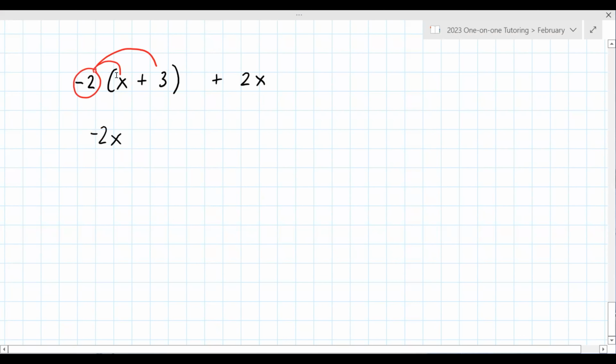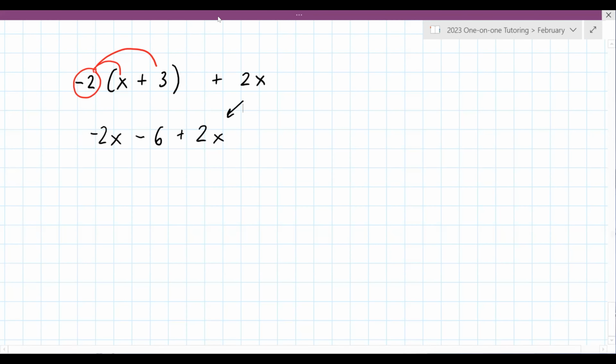Negative 2 times 3 is negative... it's negative. Keep negative going. 6. Good. Negative 6 plus the 2x. I'm just bringing that down.